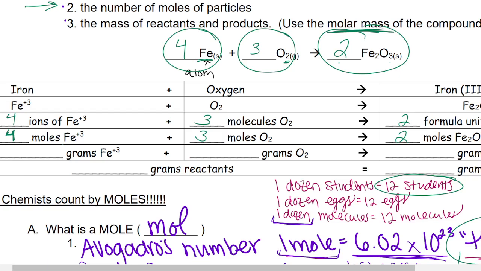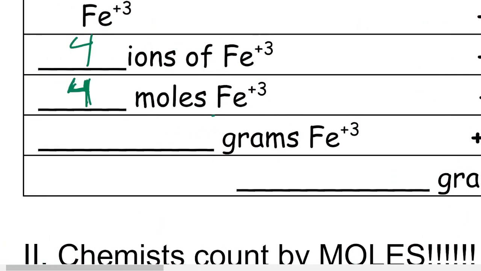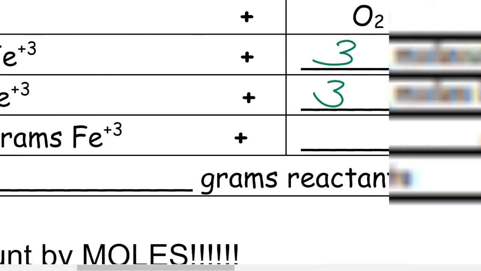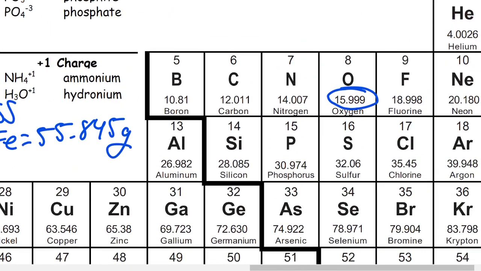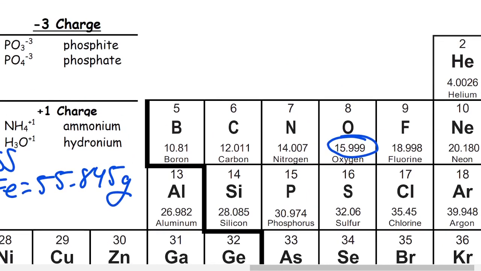So typing that into your own calculators, what did you come up with? 223.38. Good. Then if I move on to O2, if I wanted the mass of O2, or the molar mass of O2, oxygen is 15.999, which means that 1 mole of O is equal to 15.999 grams.